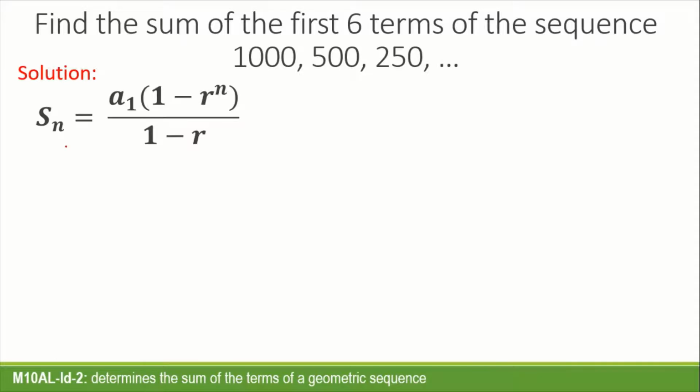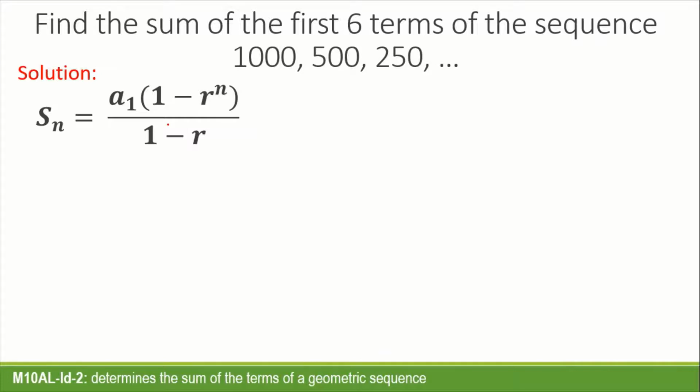So we have S sub n is equal to a sub 1 times 1 minus r raised to n all over 1 minus r. Na-identify na natin ang common ratio. Identify natin ang a sub 1 and n. Ang a sub 1 natin is the first term and that is 1,000. At ang n natin ay 6 kasi ang hinahanap nating sum is the sum of the first 6 terms.